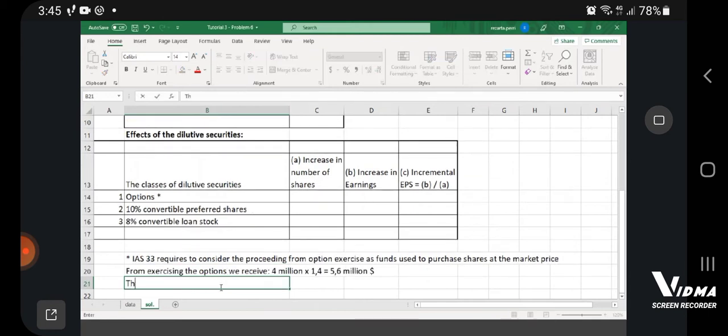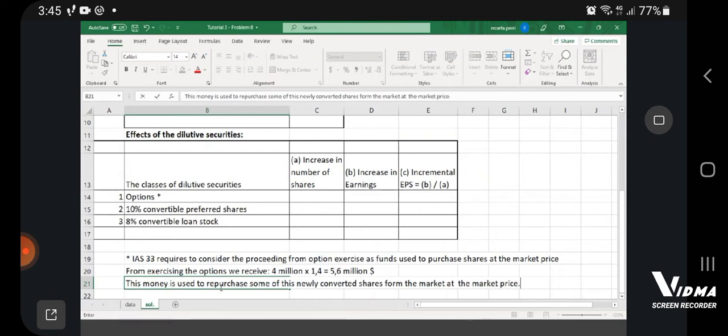So this money is used to repurchase some of these newly converted shares from the market at the market price. Why is that so? Because the company does not want to have too many shares in the market, because it would make its share price go lower, and this is something that companies do not really prefer. That is why usually when the options are exercised, the company will go back to the market and purchase back some of these shares at market price and treat them as treasury shares.